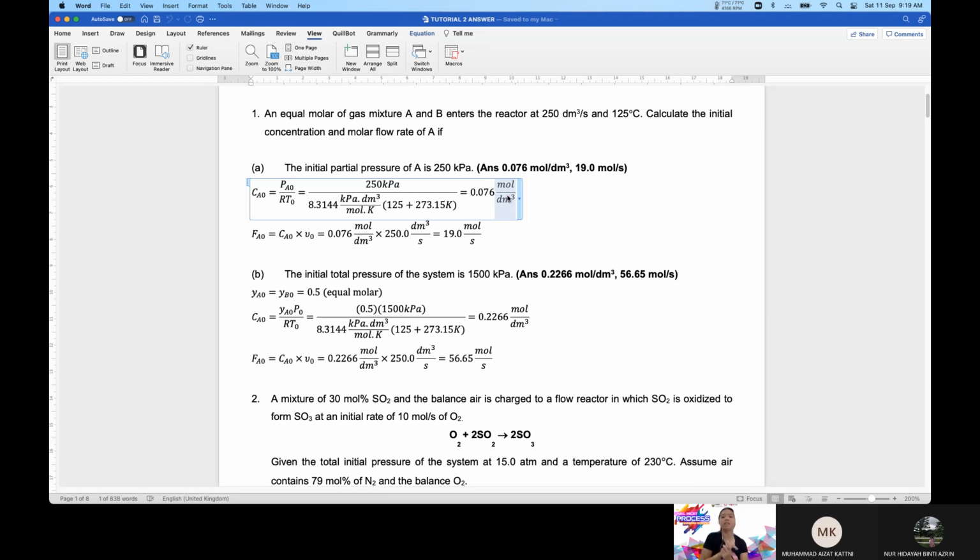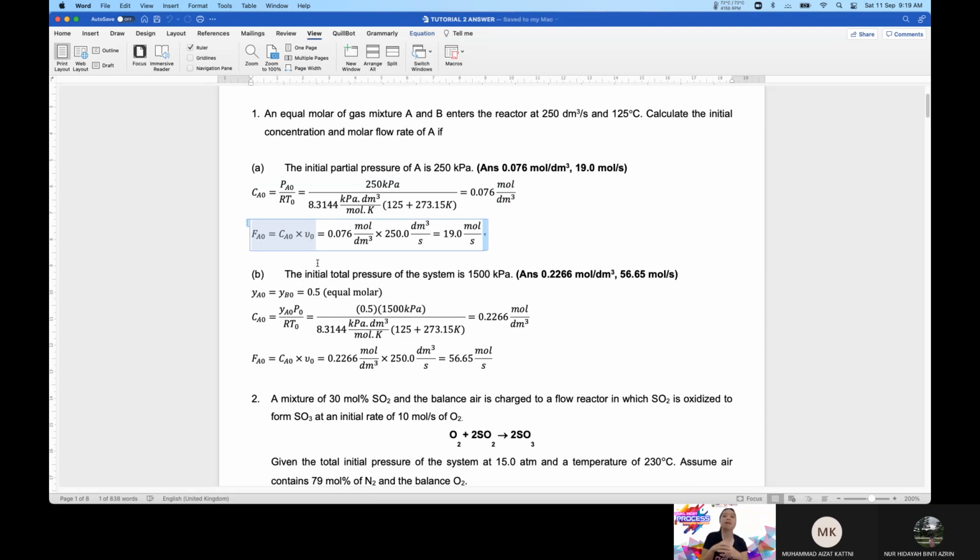Then FA0. Okay, nak cari FA0, you remember, right? There is a direct correlation antara molar flow rate, concentration, volumetric flow rate. Okay, so yang kita belajar sebelum ni, I taught you kalau initial concentration of A, CA0, equals to initial molar flow rate of A per initial volumetric flow rate. CA0 equals to FA0 per V0.